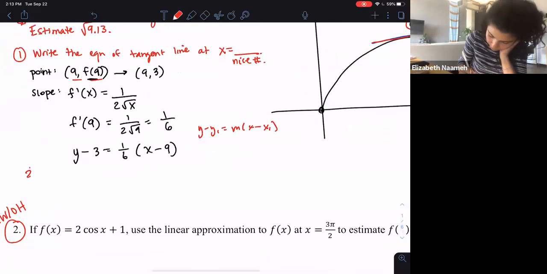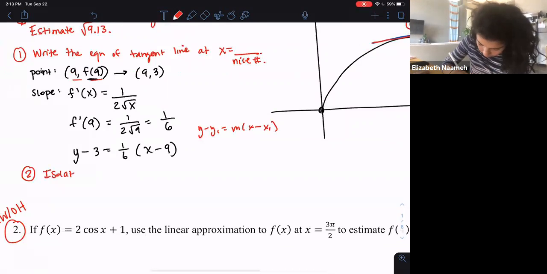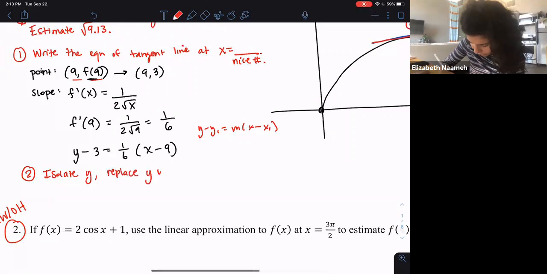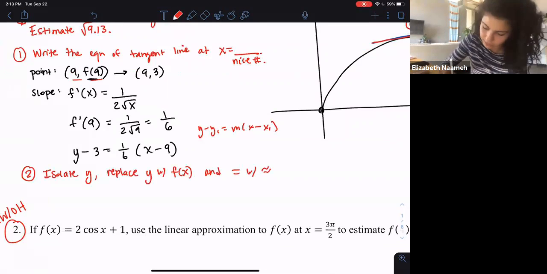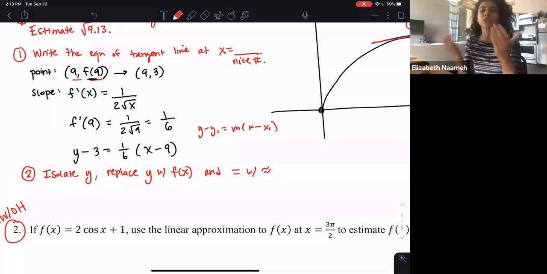So write down step 2. Step 2, we're going to isolate y. Then we're going to replace y with f of x, and the equal sign we'll replace with the approximation symbol. Please write those things down. So we'll isolate y, get it by itself, then replace y with f of x and the equal sign with an approximation.